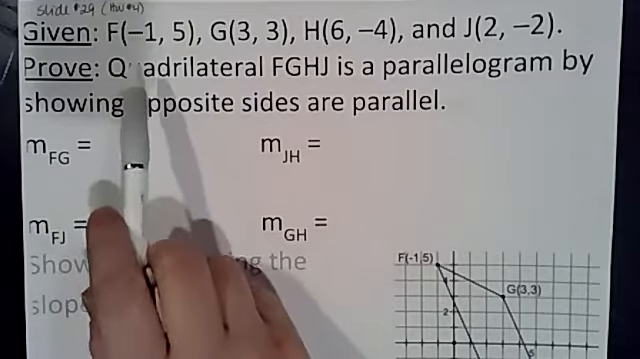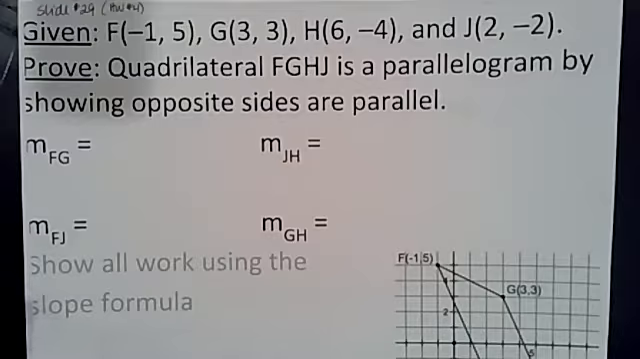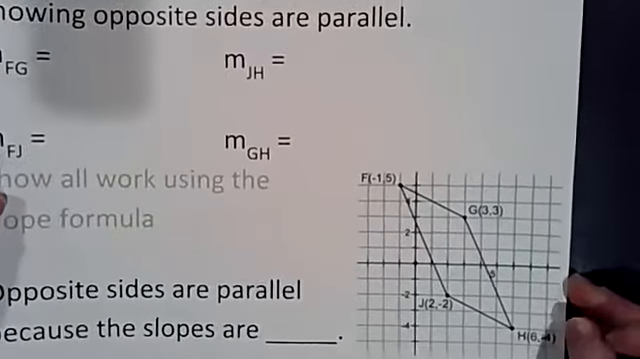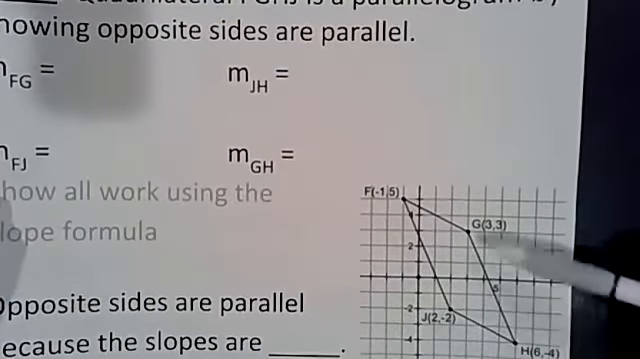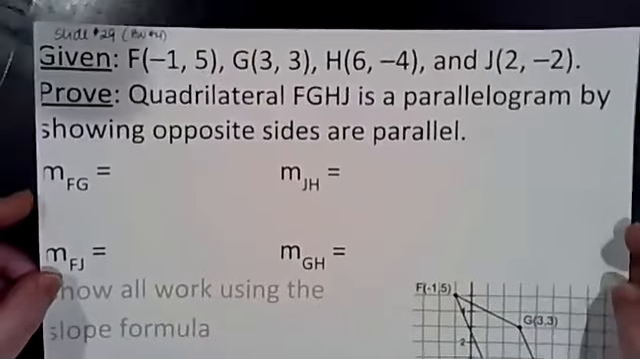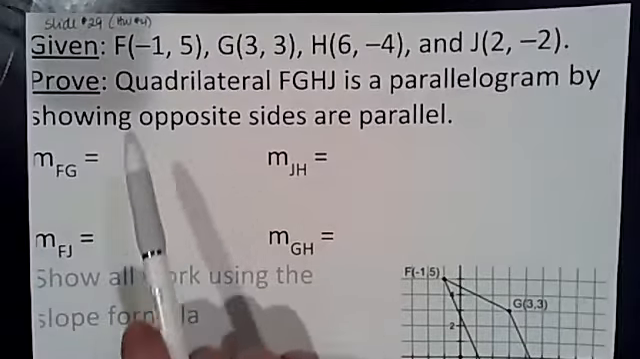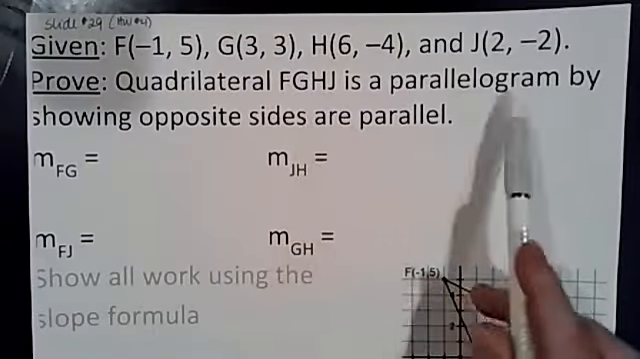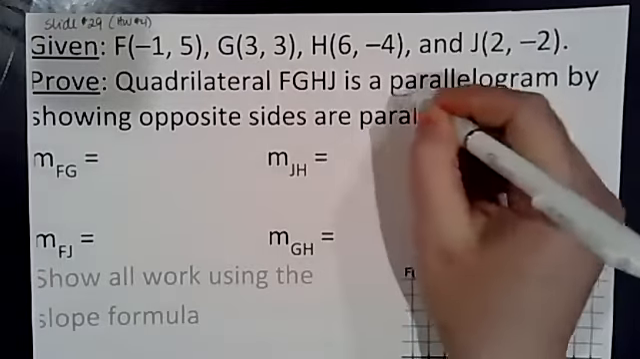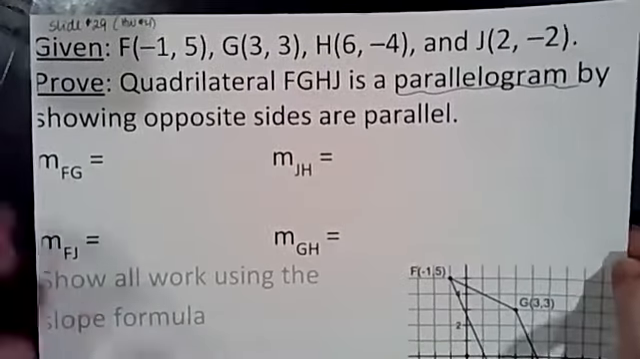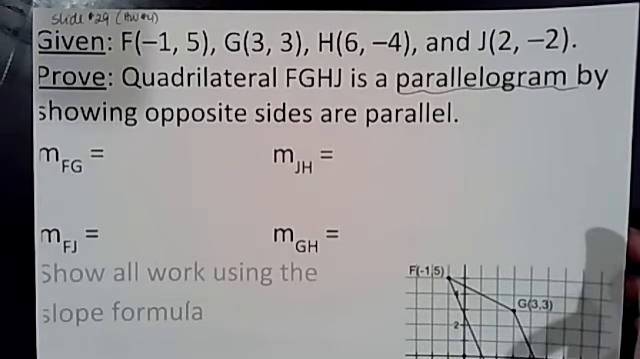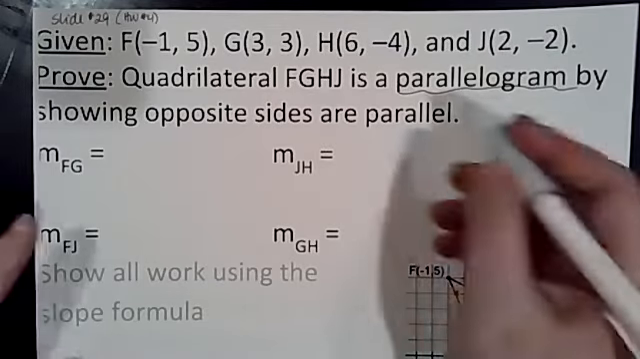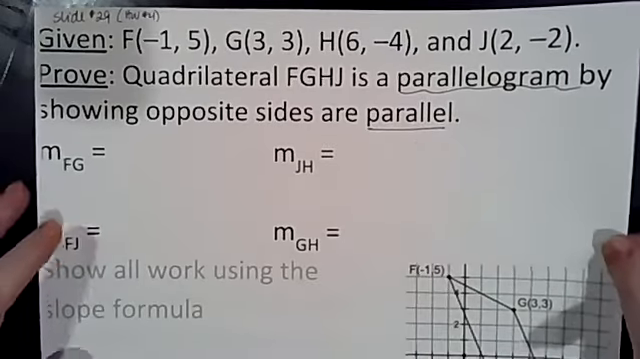The given here are the coordinates that are also listed on the coordinate plane. The given is these ordered pairs, and the proof is that the quadrilateral FGHJ is a parallelogram. You're going to prove that it is a parallelogram by showing that opposite sides are parallel.